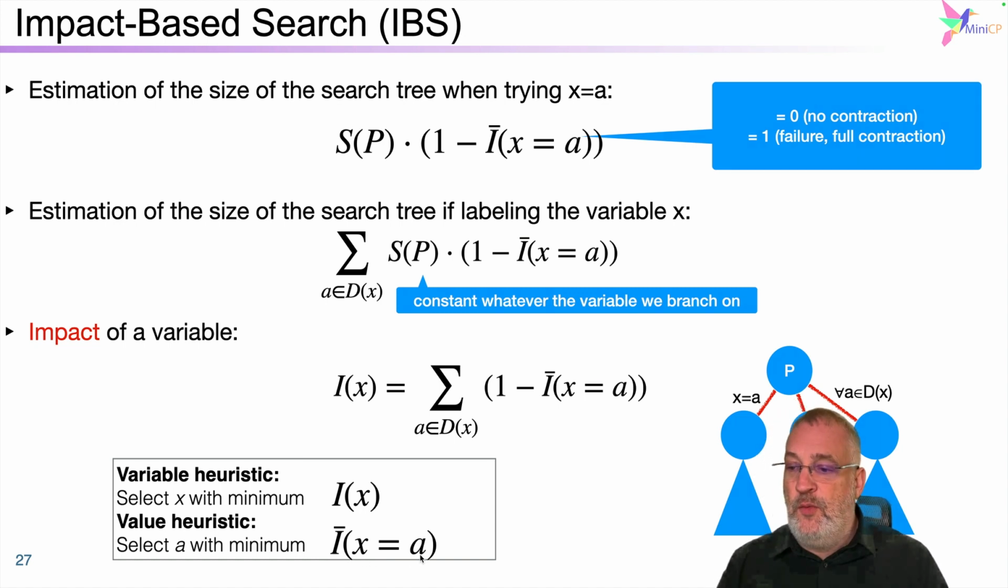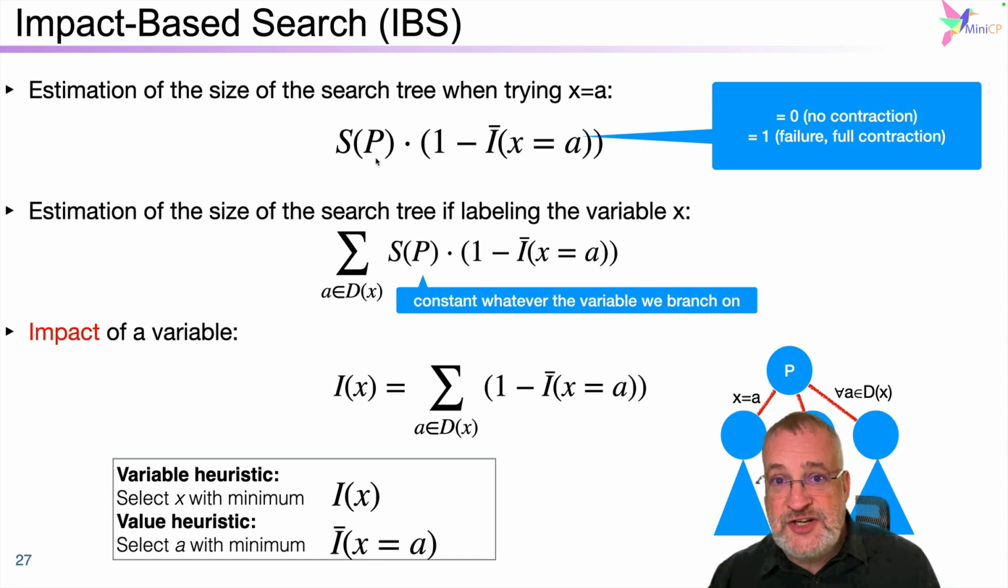Now, why is that? Notice that, again, this formula tells us that I bar is going to be 0 if we have no contraction. If we have no contraction, then the size of the search space after will be the size of the search space now times 1, right? So no contraction. And you basically see that if you have plenty of contraction, this would go towards 1. And if it becomes 1, 1 minus 1 is 0, the size of the search space after is now times something that's close to 0. It's going to be tiny.